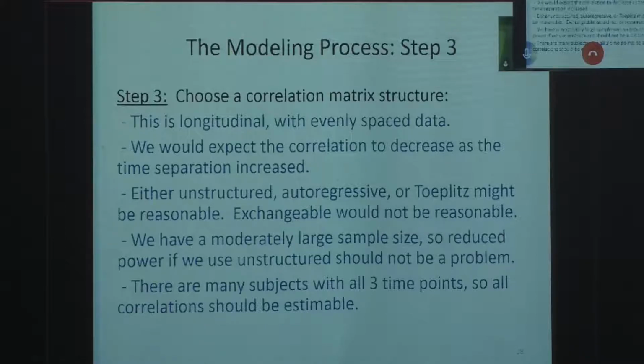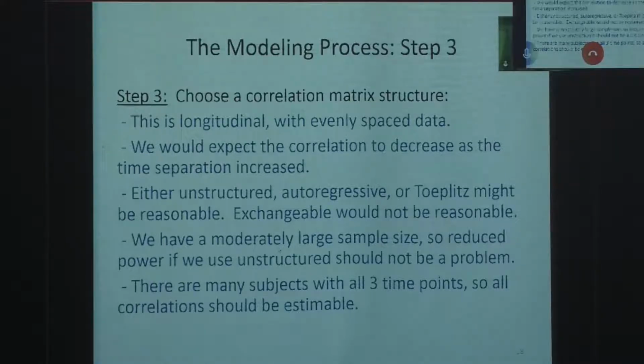We could specify autoregressive. I would expect the correlation to decrease over time, so values 6 months apart would be more highly correlated than values 12 months apart. So still, unstructured, autoregressive, or Toeplitz might be reasonable. Exchangeable would be unreasonable. It wouldn't allow the correlation to decrease.